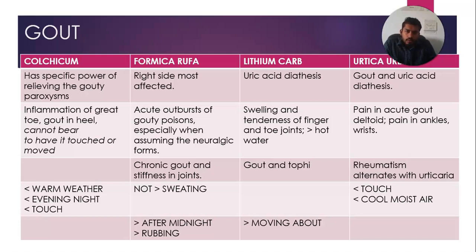In formica rufa, right side affinity is marked. Okay, so right side is mostly affected. There are acute episodes of gout. Not better by sweating, and there is better by rubbing. Better by rubbing as well as better after midnight. So again, those are characteristic symptoms. After midnight amelioration as well as amelioration on rubbing. Okay, that is formica rufa.